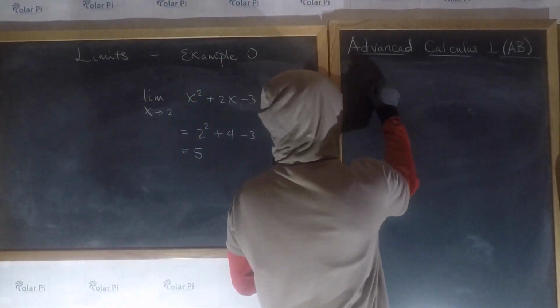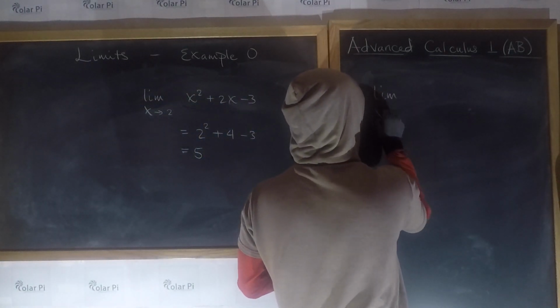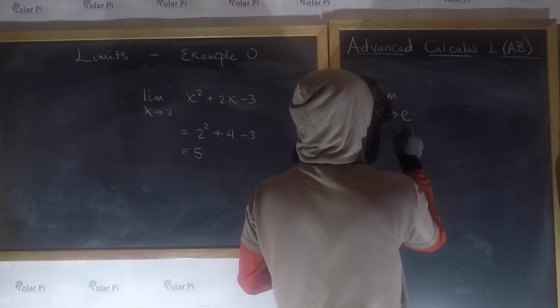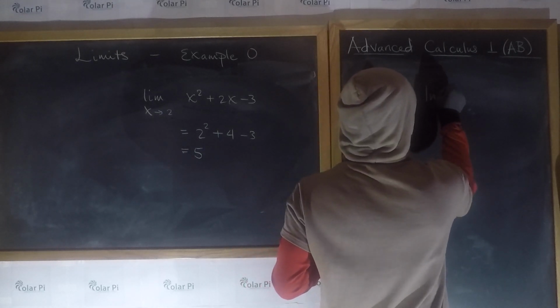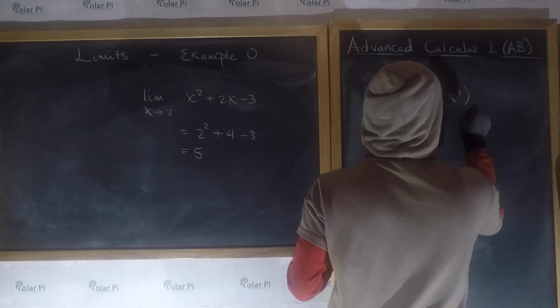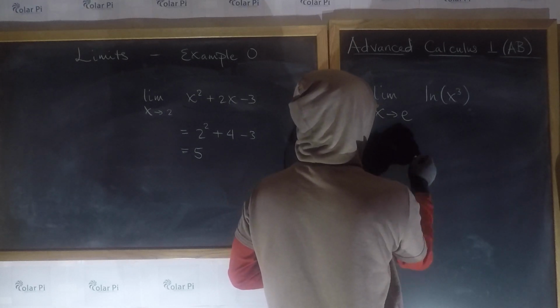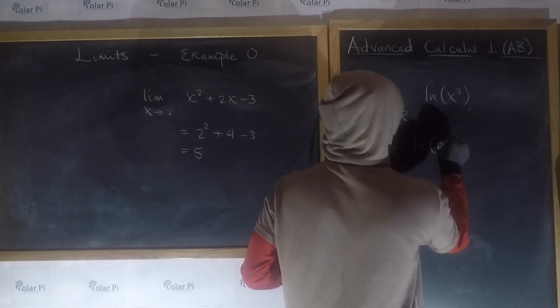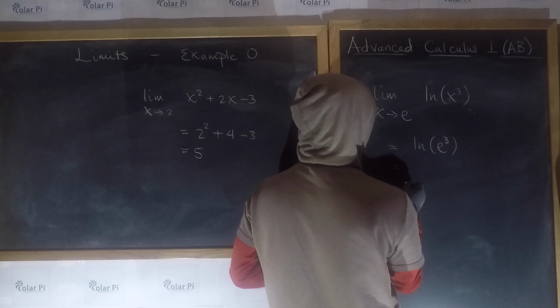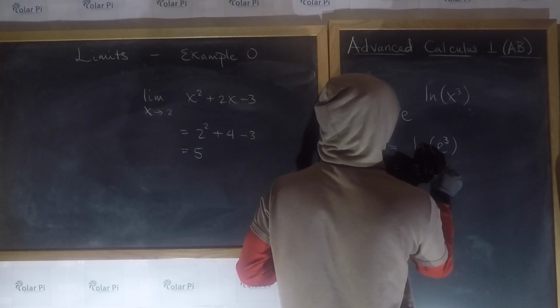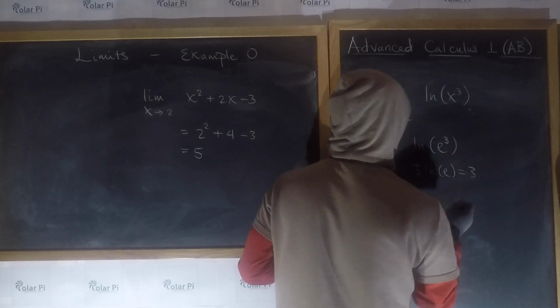And no problem if you have a fancier function and say you're trying to find the limit as x goes to e of the natural log of x cubed. This is just the plug it in if you can. So we can. And this would be 3 ln of e, and therefore 3, right?